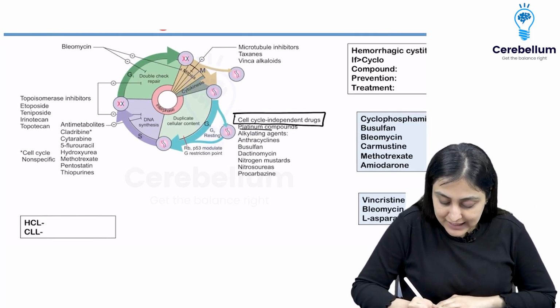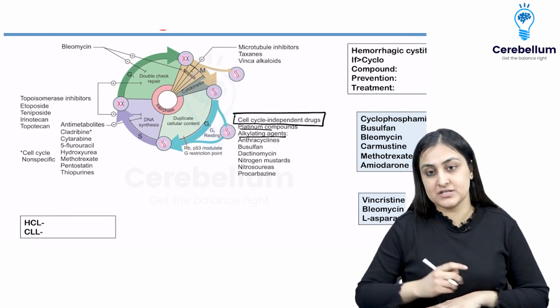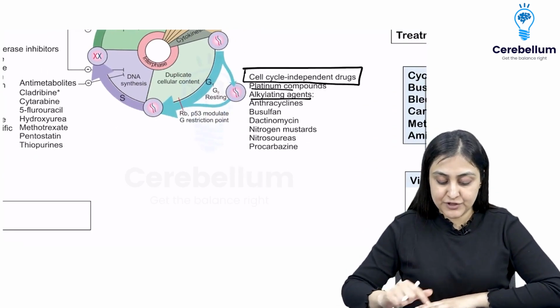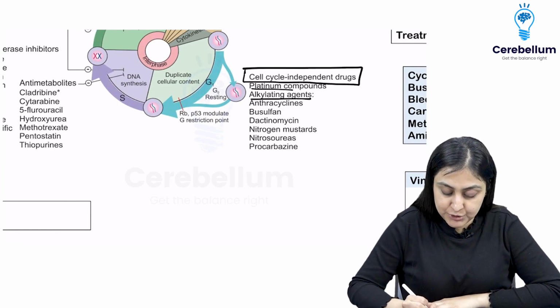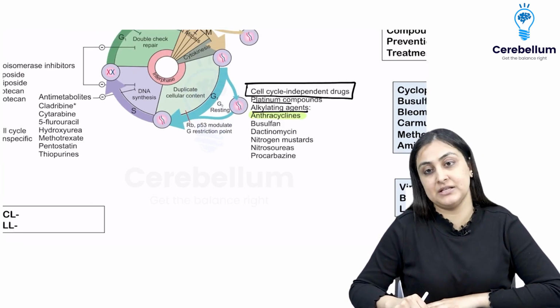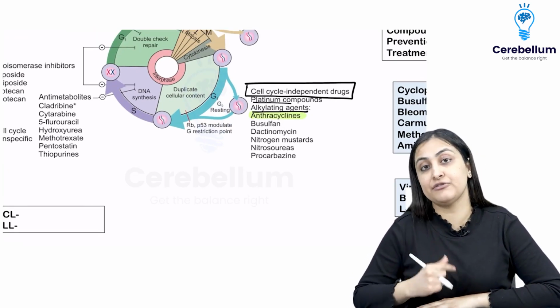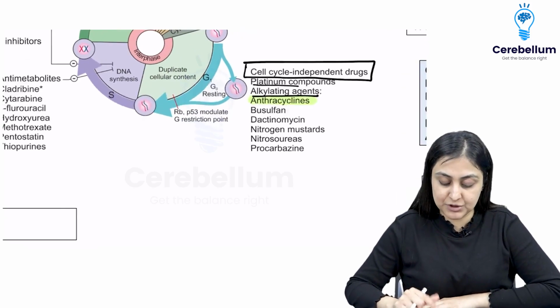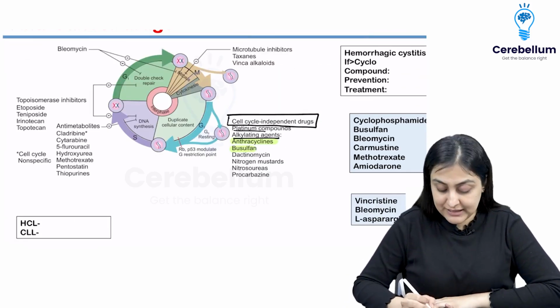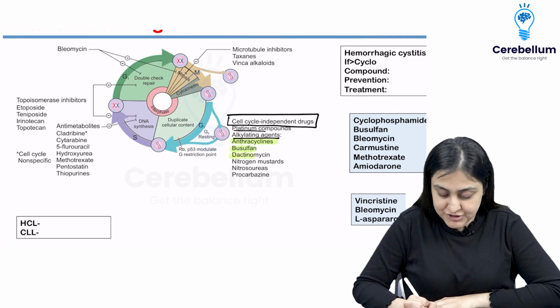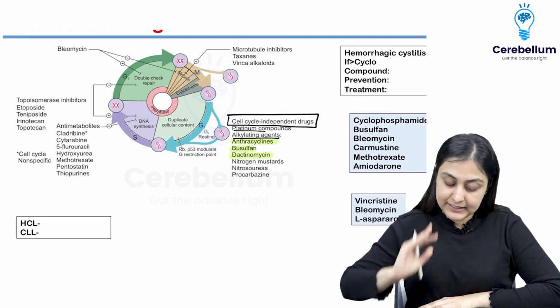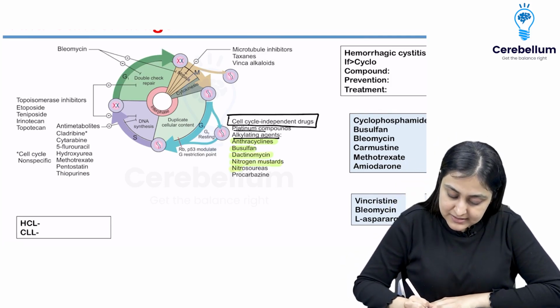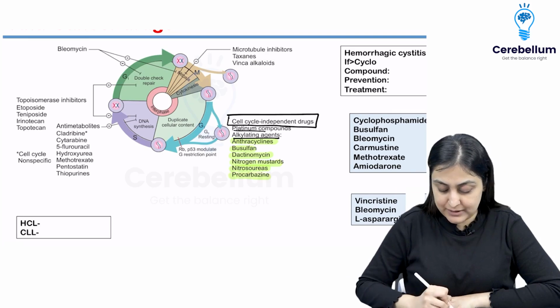Then we have the whole category of alkylating agents. In this, what do we have? So first is anthracyclines, which include daunorubicin and doxorubicin. These have an effect of cardiotoxicity. Alright, so these are both cardiotoxic drugs. Busulfan is an alkylating agent. You have actinomycin D, you have nitrogen mustards, nitrosoureas and procarbazine.